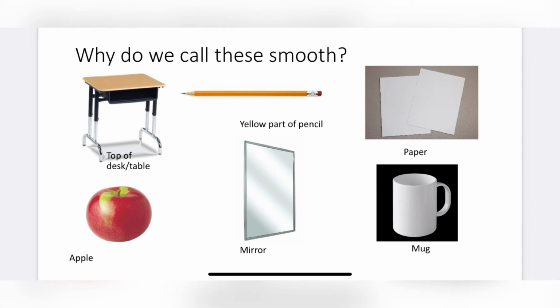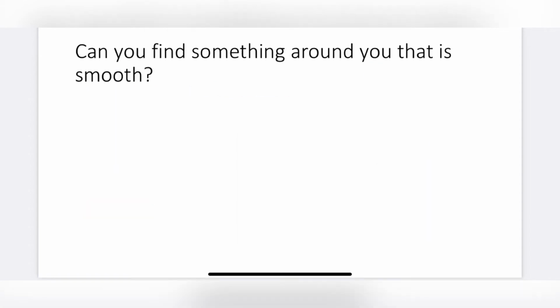Now, remember what we did last time? We're going to do it again. I want you to look around your house and to find something around you that is smooth. Something that if you ran your hand across it, it would just glide across and it wouldn't hurt your hand. Maybe one thing that you could do is run your hand over another book. Maybe your desk or your table that you sit at. Those tend to be smooth.